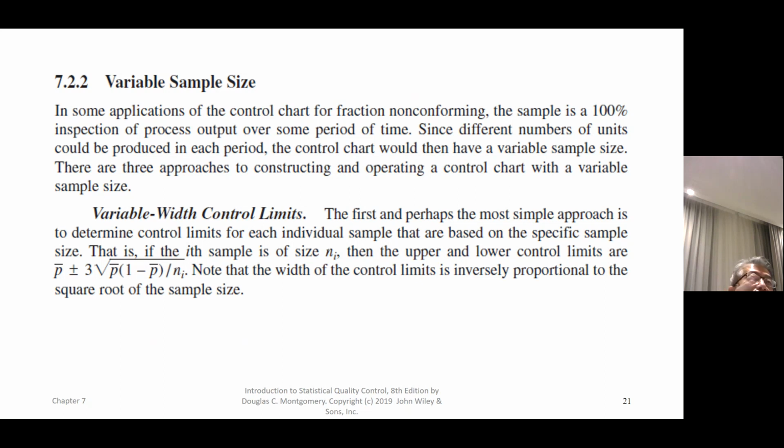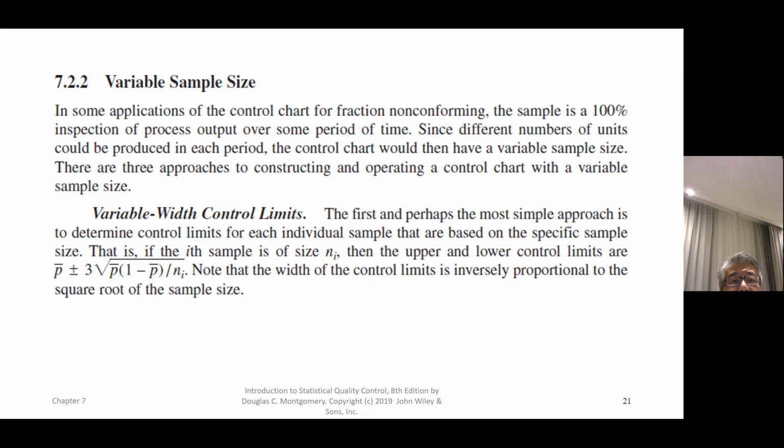So we need to inspect all the samples, then the p can be computed. Since a different number of units could be produced in each period, the control chart will have time-varying sample sizes. There are three approaches to deal with non-uniformity in sample sizes when constructing and operating a control chart with a variable sample size.